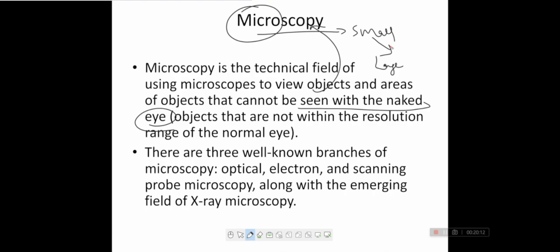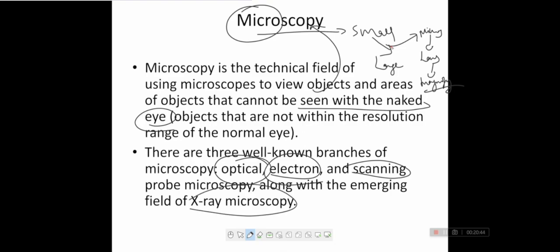And these are converted with the help of a microscope, because a microscope contains a lens that magnifies the size of particles or objects. There are three well-known branches of microscopy. That is optical microscopy, electron microscopy, and scanning probe microscopy, along with the emerging field of X-ray microscopy.